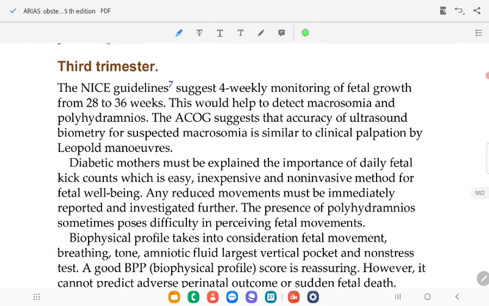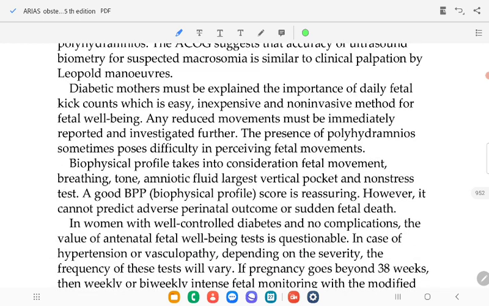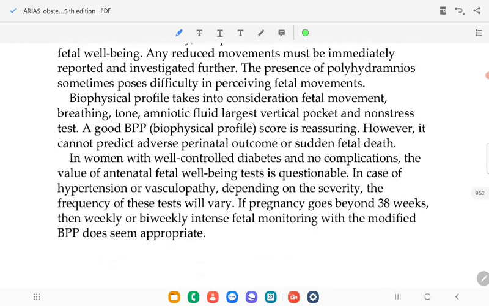In the third trimester, it is suggested to monitor fetal growth four weekly from 28 to 36 weeks. This helps to detect macrosomia and polyhydramnios. The accuracy of ultrasound in diabetes with suspected macrosomia is similar to clinical palpation. Diabetic mothers must be explained the importance of daily fetal kick count, which is an easy, inexpensive, non-invasive method for fetal well-being. Any reduced movement must be immediately reported by the mother. Polyhydramnios may cause difficulty in feeling fetal movement.